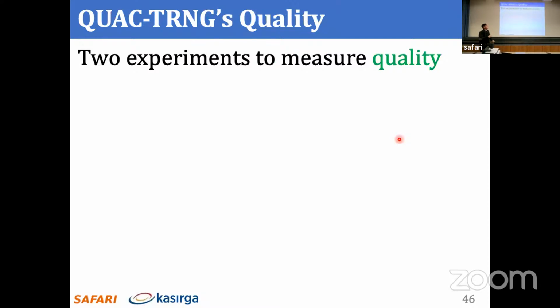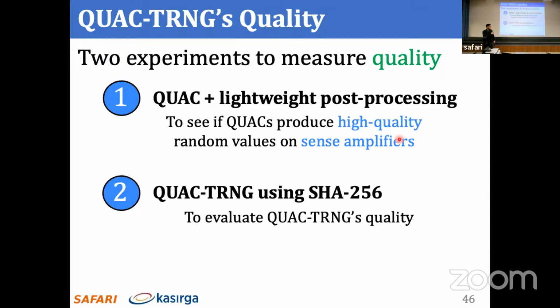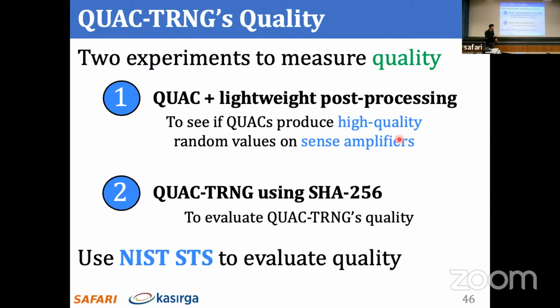And we evaluate QUAC-TRNG's quality. We run 2 experiments to measure its quality. First, we use QUAC operations to generate bit streams on a bit line, and then we apply some lightweight post-processing using the von Neumann corrector. Our goal here is to see if a single bit line can generate high quality random numbers. We generate these bit streams and then put them through NIST tests. Similarly, we test the quality of QUAC-generated random numbers when we use SHA-256 post-processing. And again, I will show you the results. We use NIST STS on both experiments to evaluate quality.